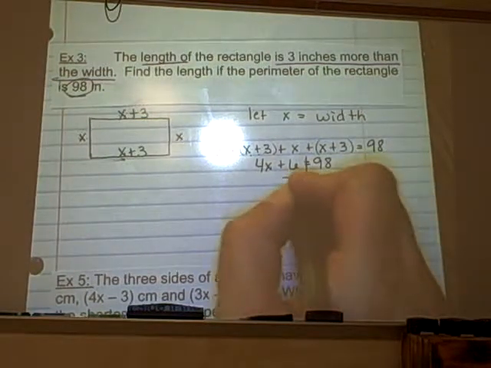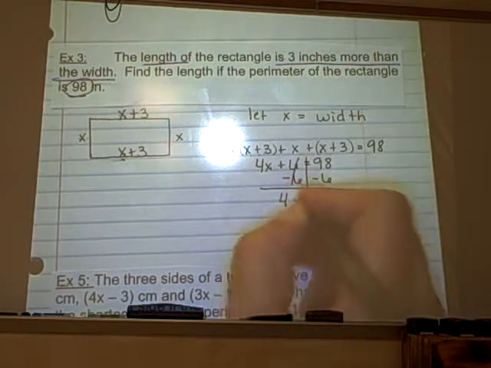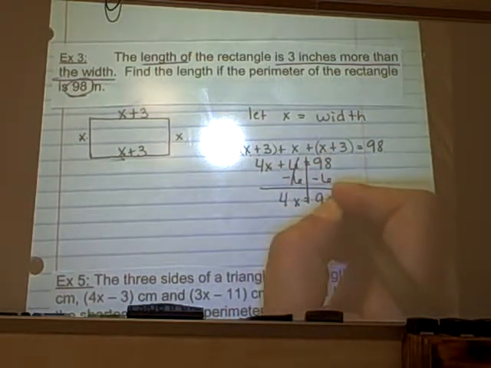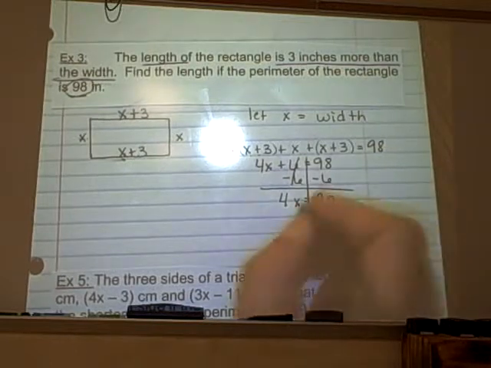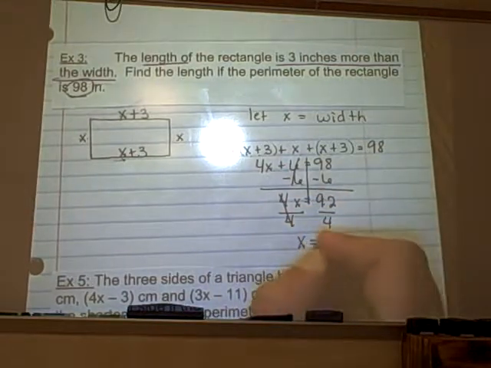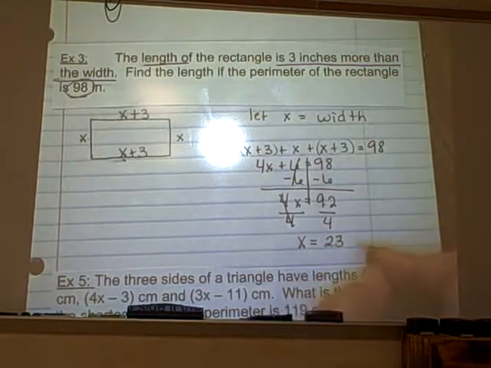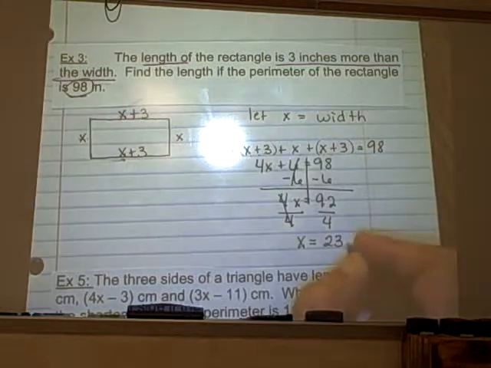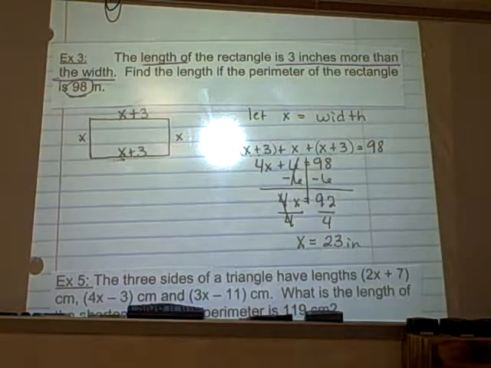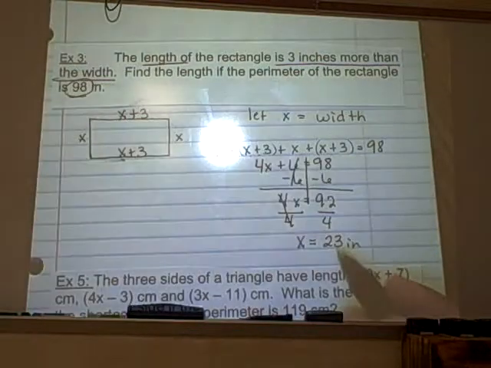Okay, when we solve this, you're going to subtract 6 first. You get 4x equals 92. Now divide by 4, what does x equal? 23. And this is in inches. But what does that go with? The width. 23 is the width.